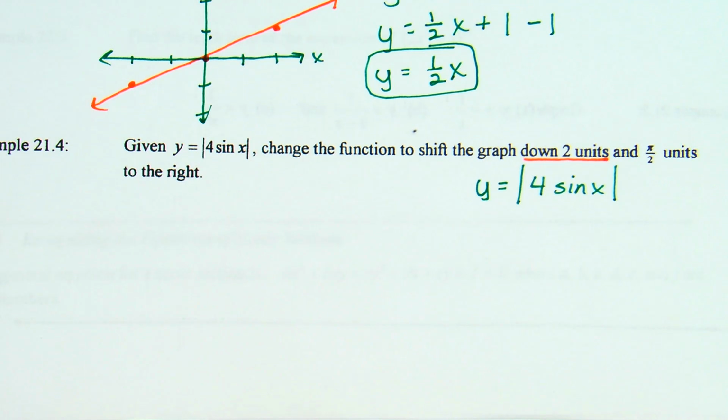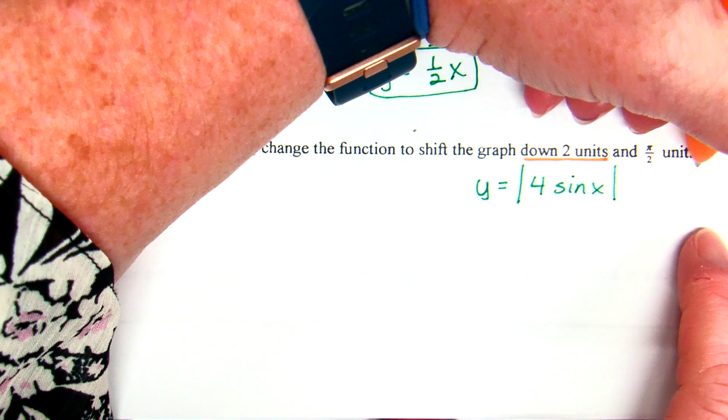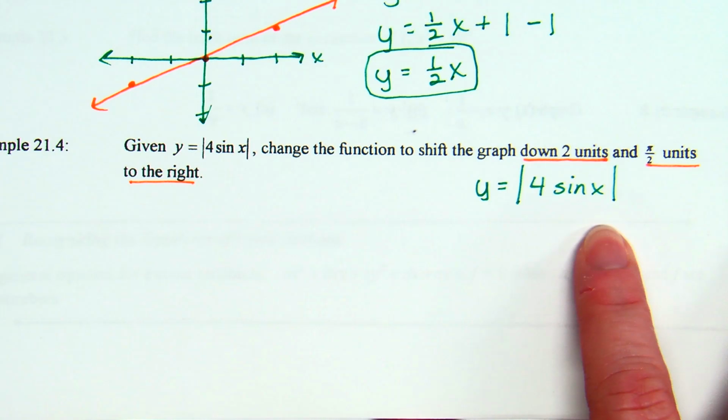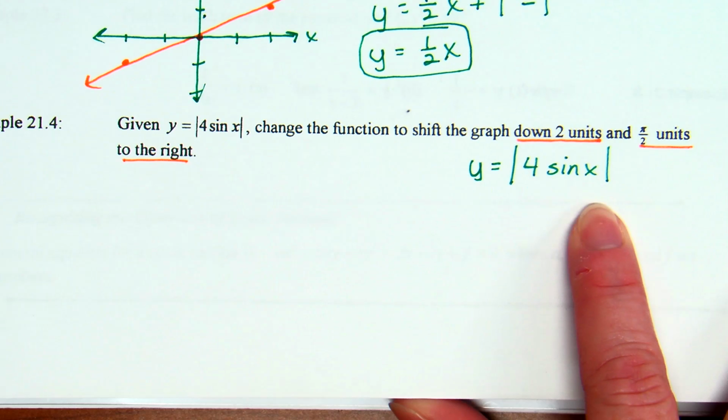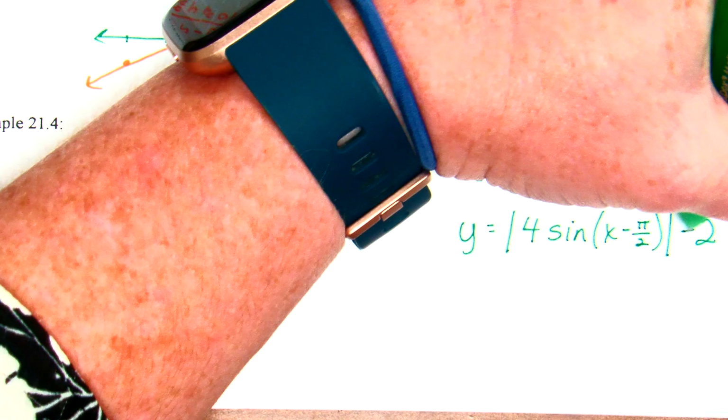What I would say at this point is you need to realize that down 2 could be shown out front or out back. Pi over 2 to the right means right there with my x, I'm going to have x minus pi over 2. So absolute value of 4 sine, parentheses, x minus pi over 2, in absolute value. I think the only thing different is I was going to say -2 at the end. However, I'm perfectly fine with putting -2 plus out front instead.